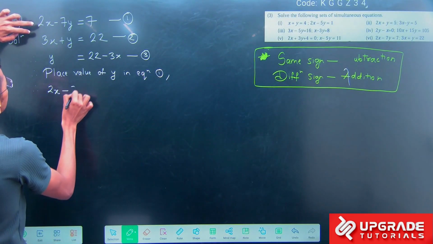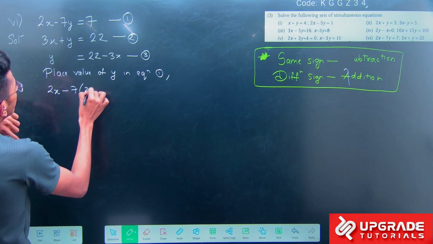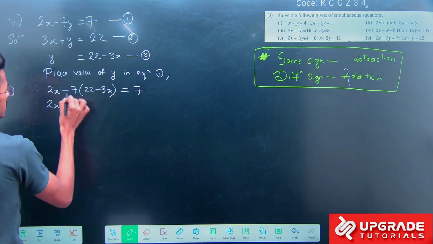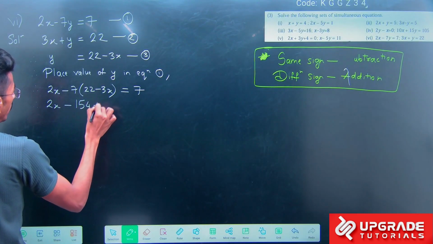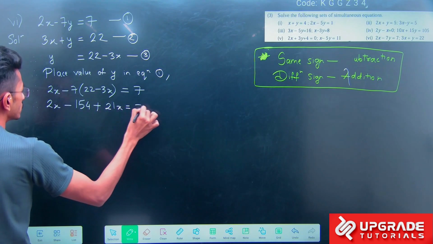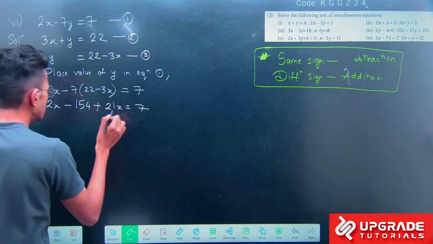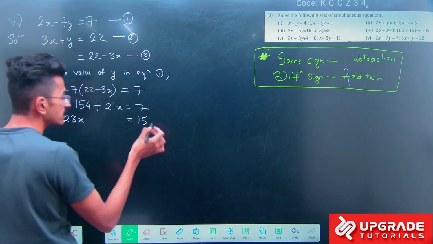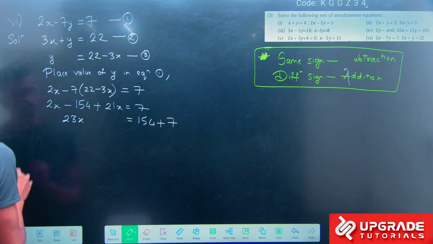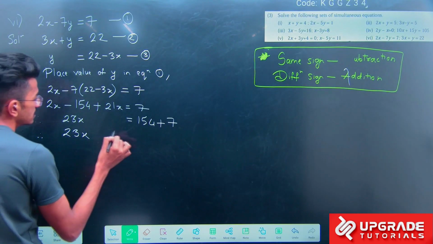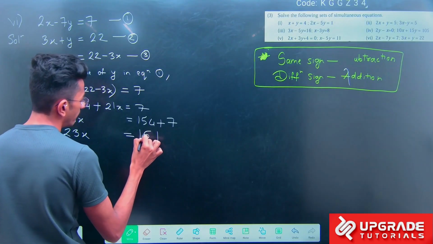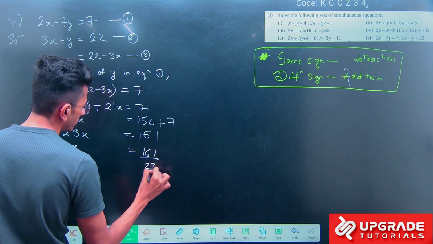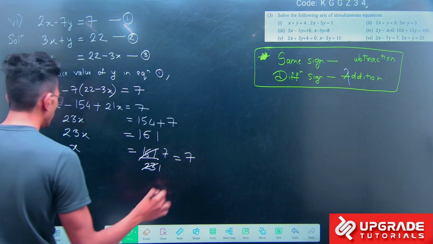2x minus 7 into y. What is the value of y? 22 minus 3x is equal to 7. 2x minus 7 twos are 14, 22 is 154. Minus minus becomes plus. 7 threes are 21x is equal to 7. 2x plus 21x is nothing but 23x is equal to 154. Minus 154 will go towards the right hand side and become plus 154. It is 23x is equal to 161. So x is equal to 161 upon 23, which is nothing but 7.